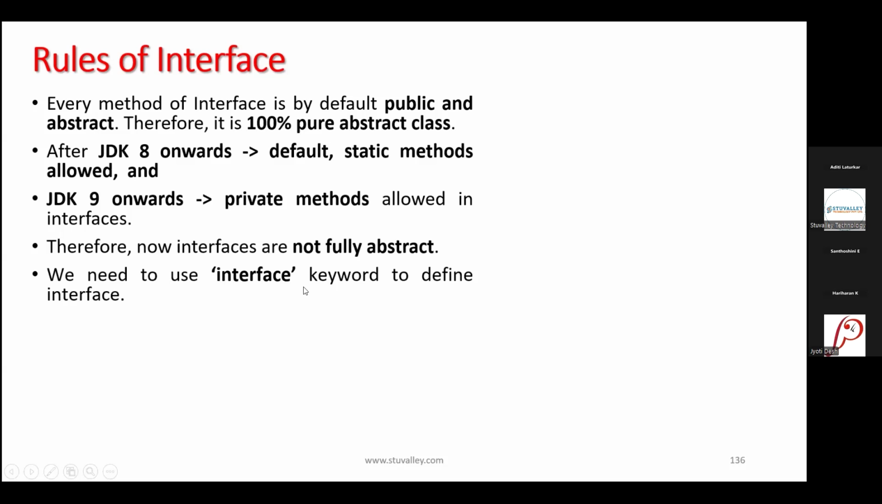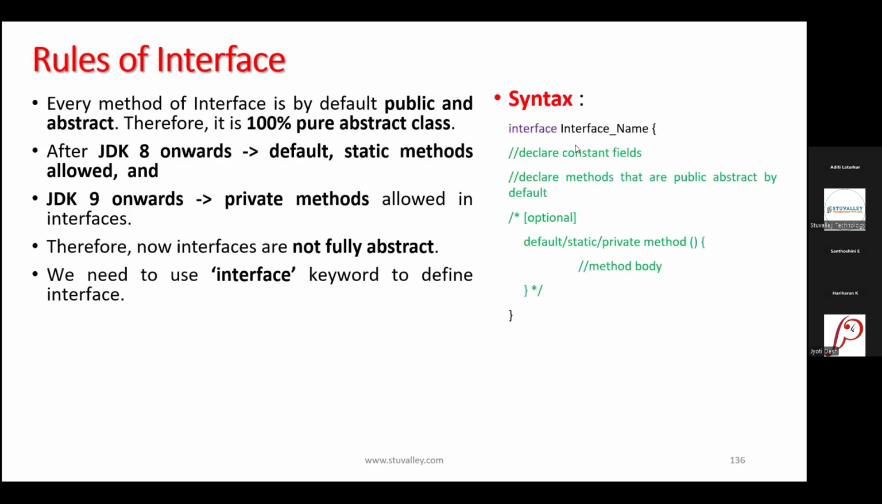We need to use the interface keyword to define an interface, which we have just done. This is the syntax: the interface keyword, then we give some name to this interface, that is the interface name. Declare constant fields, and declare methods that are public abstract by default. The optional ones are concrete methods, that is default, static, and private methods inside an interface.